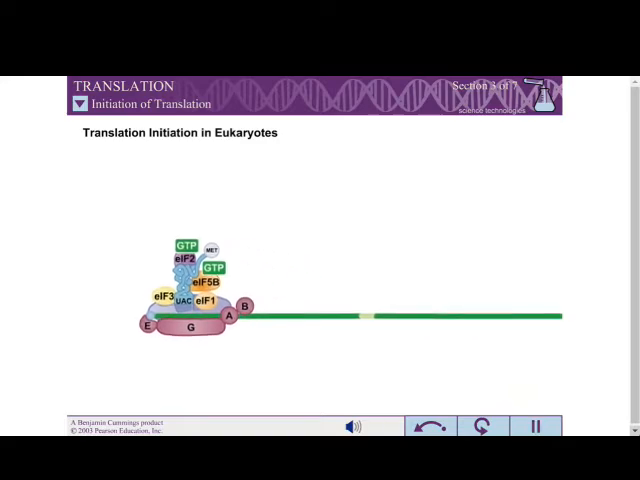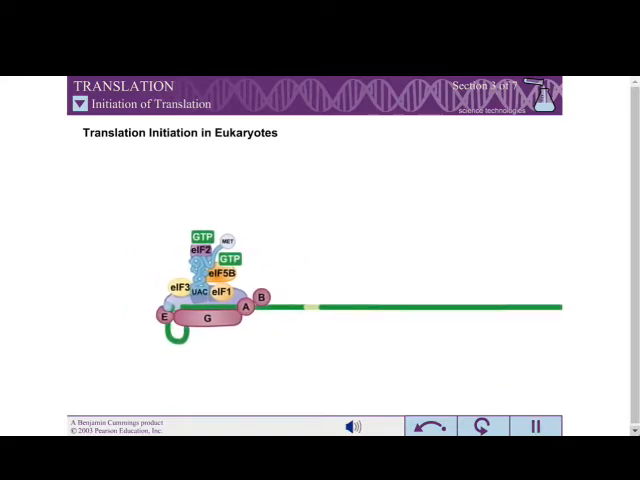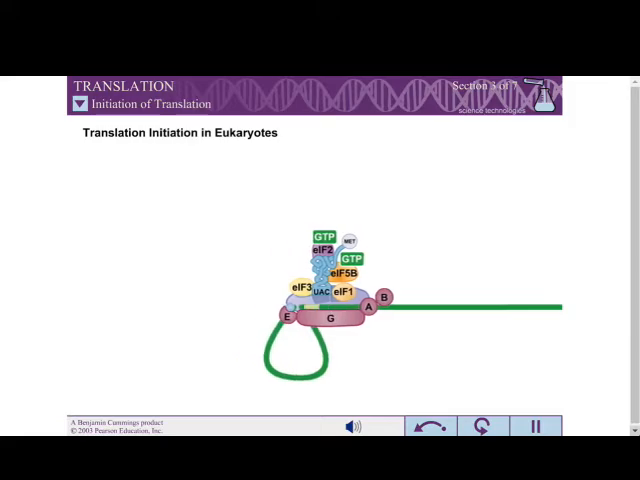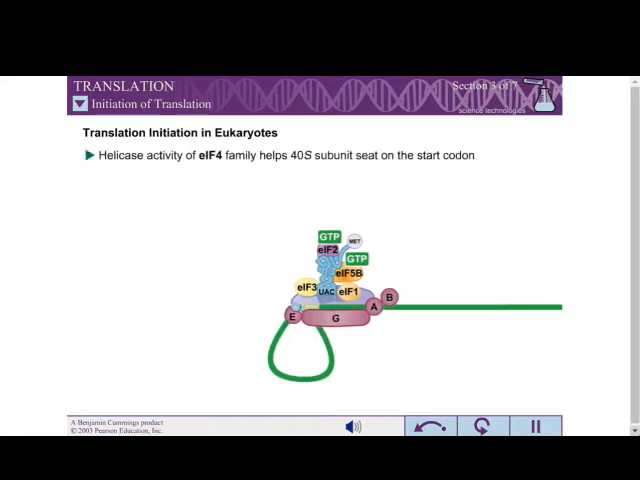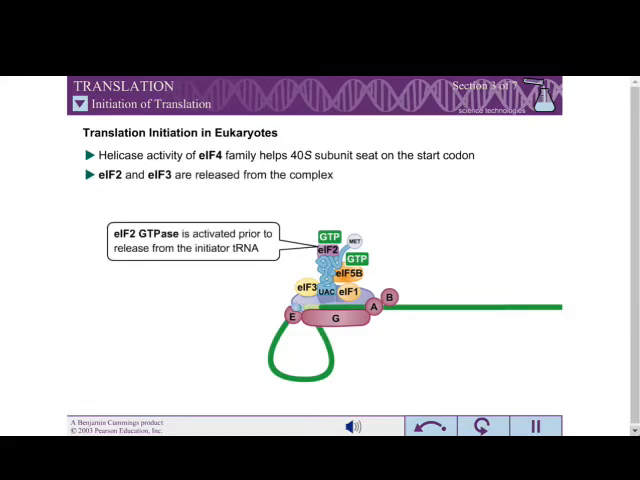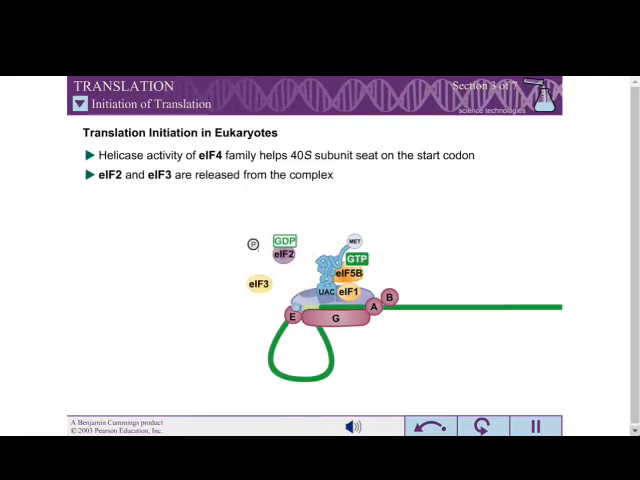Once bound, the 40S subunit scans along the message, aided by the EIF4F helicase activity, until the anticodon of the initiator Met tRNA recognizes the AUG start codon on the mRNA. EIF2 and EIF3 are released from the complex, and the 60S large subunit completes the ribosome.